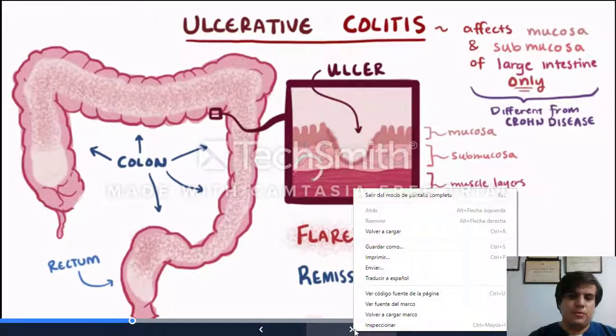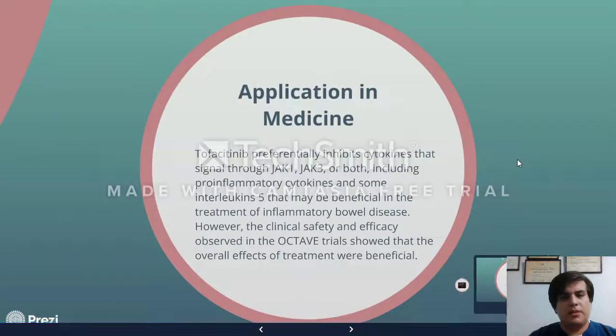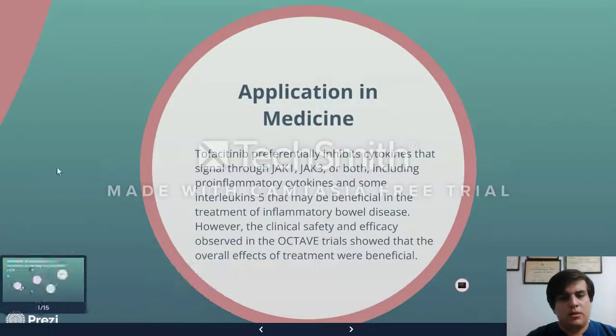Interesting details, so let's continue. Applications of tofacitinib.